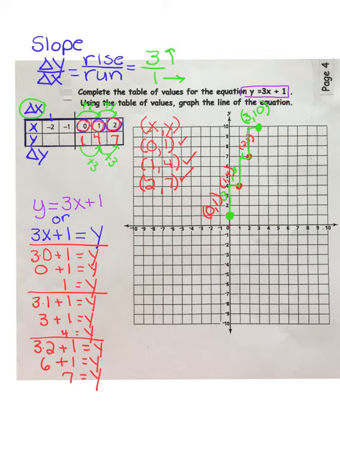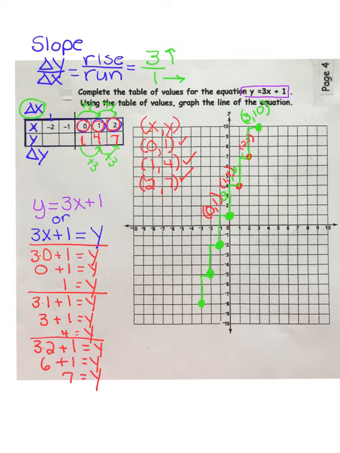Now let's reverse this. Place your pencil point back on our original point, 0, 1, and go backwards. Over 1, down 3, make a nice solid dot. Do that again. Over 1, down 3, another solid dot. Over 1, down 3, and that's all. We've kind of run out of coordinate plane.